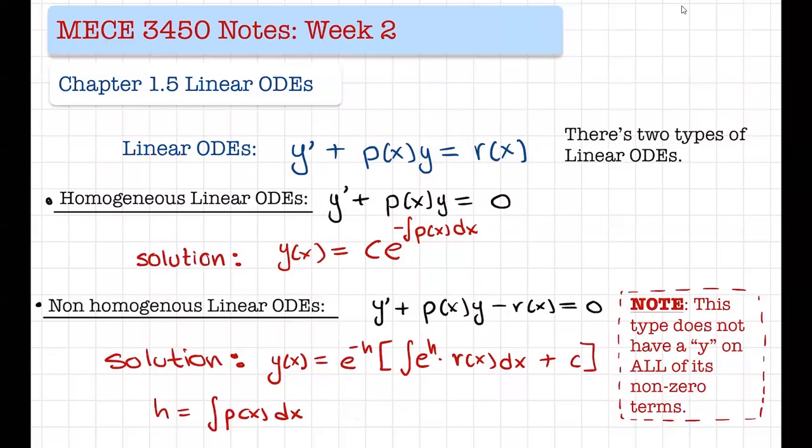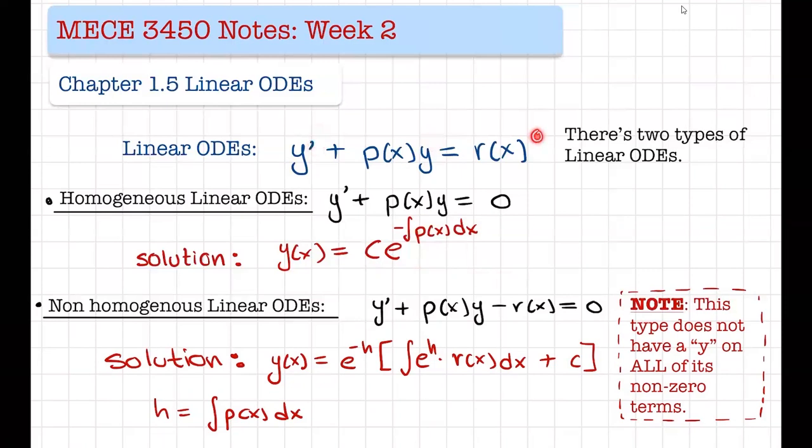So the solution is different, but it's also done pretty straightforwardly. You can see we have the solution here. It's the following: we have e to the negative h times the integral of e to the h times the term r of x dx. All of this will be integrated plus c, and then all of this will be multiplied times e to the negative h, where h is simply the integral of p of x dx, which is pretty similar to the previous one. So they are pretty similar in nature, but the formula changes slightly whenever you have the non-homogeneous linear ODEs.